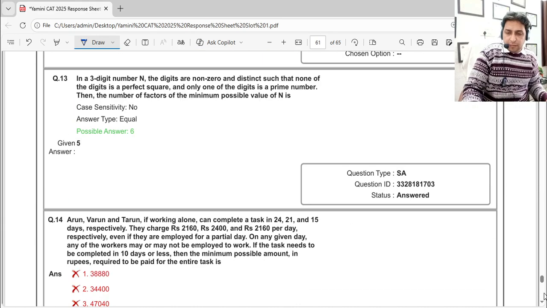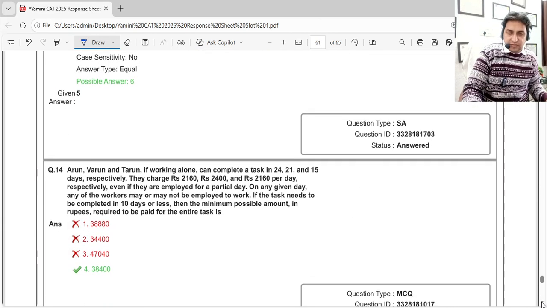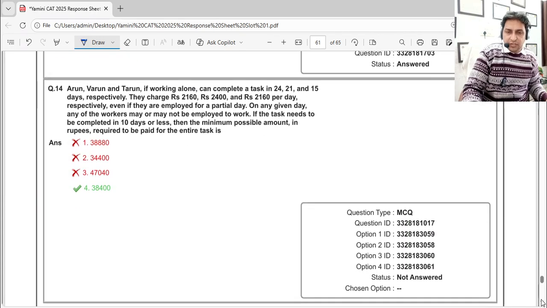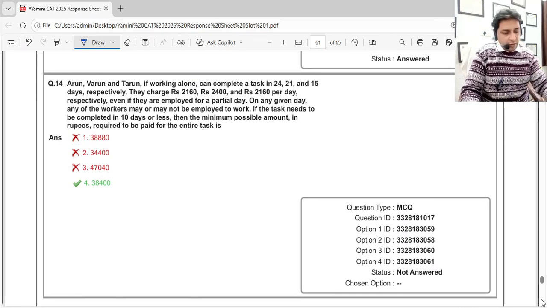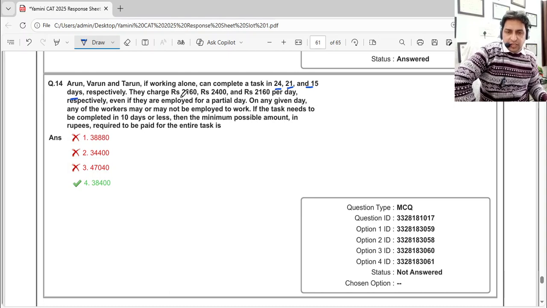Look at the next one now. This is the next puzzle we have, number 14, where it is on time and work. Arun, Varun and Tarun, working alone, can complete a task in 24, 21 and 15 days respectively. They charge 2160, 2400, 2160 per day respectively, even if they are employed on a partial day also. On any given day, any of the workers may or may not be employed to work. The task needs to be completed in 10 days or less at the minimum possible amount.